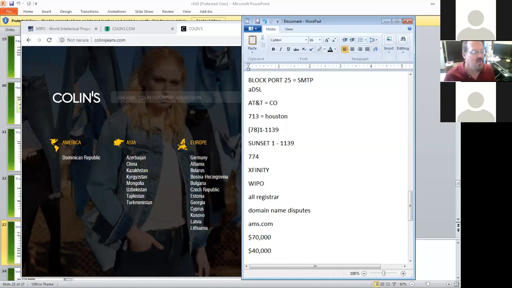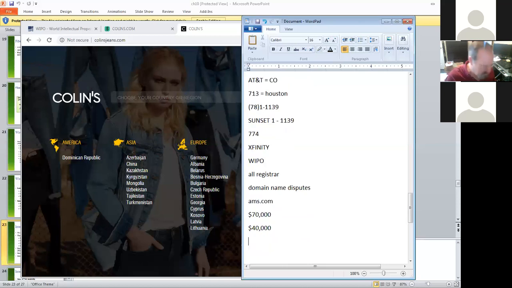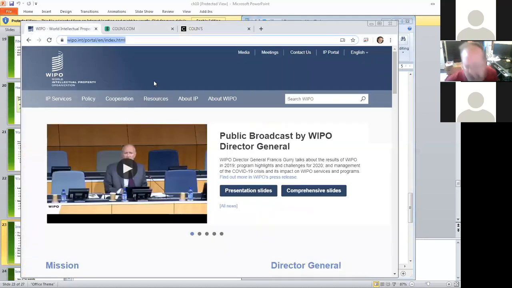But anyway, I'm going to go ahead and stop here. Just make sure you Google WIPO and know who WIPO is and understand why they are the most powerful organization that you've never heard of in the world.